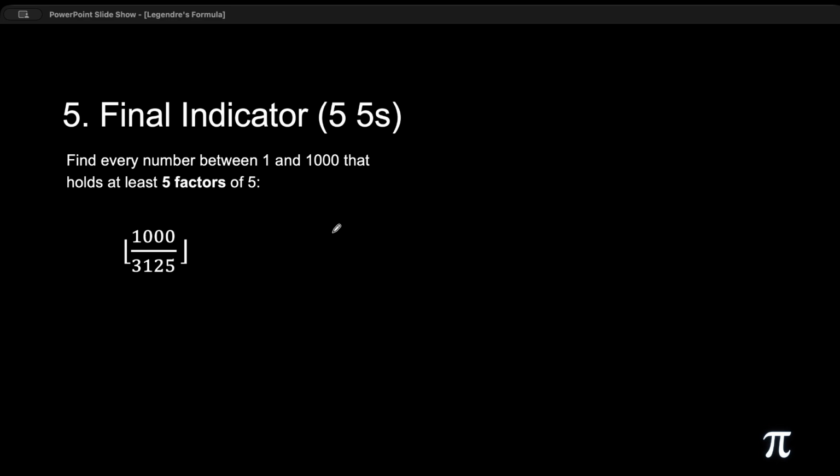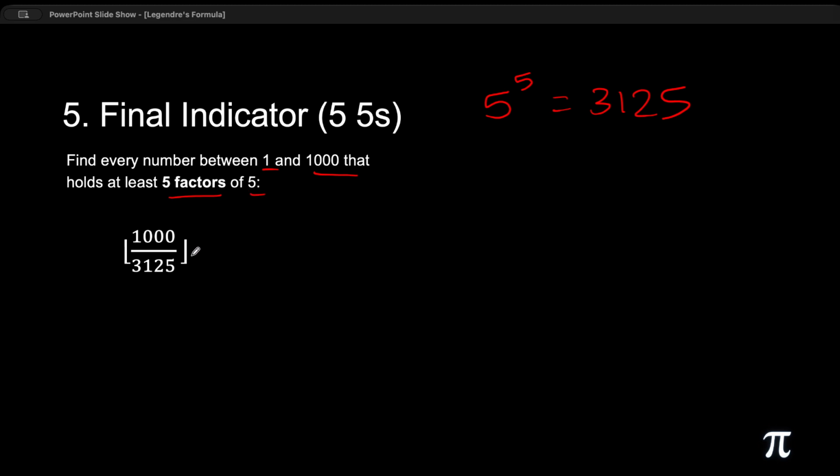Now, how do we know when we're done with this process? How do we know when we've found every factor of 5? Well, for now, let's just continue finding 5 to the 5th power, which is 3,125. So every number between 1 and 1,000 that holds at least 5 factors of 5.